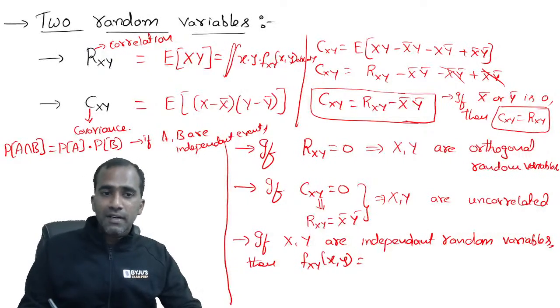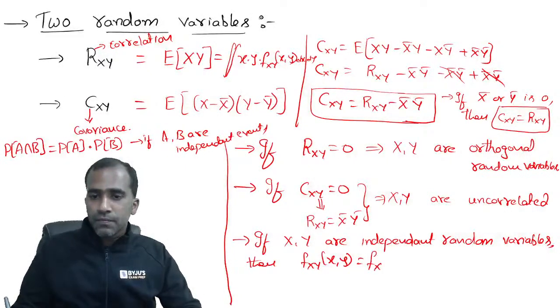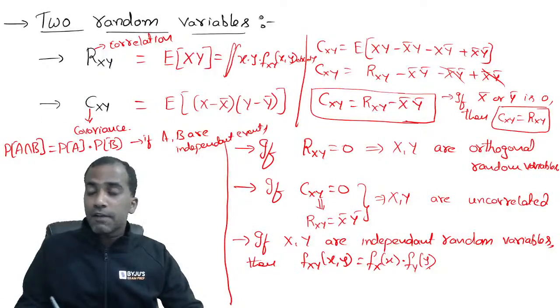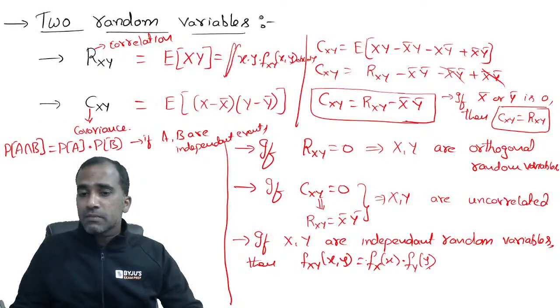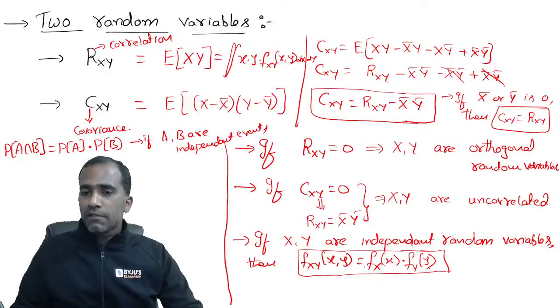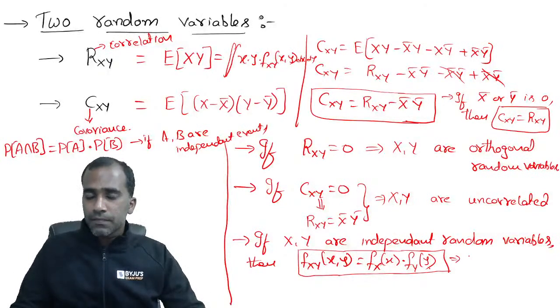Whatever we do for events, the same thing we do for random variables also. Fx of x is the PDF of the x random variable. Fy of y is the PDF of the y random variable. So the joint PDF can be written as the multiplication of individual PDFs, in the same way joint probability is written as the multiplication of individual probabilities. This is the most important relation regarding two random variables. If two random variables are independent, the joint PDF is equal to the multiplication of individual PDFs. If this happens, what all can you say?